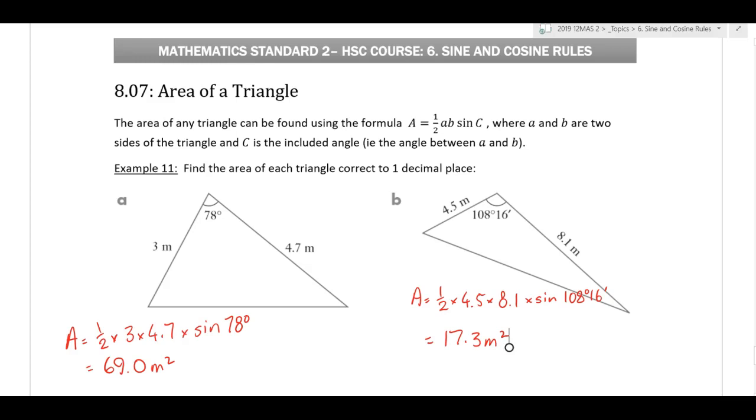But other than that, half AB sine C, it's on your formula sheet, but it's easy enough to remember. That's the area of a non-right angle triangle using two sides and the included angle.